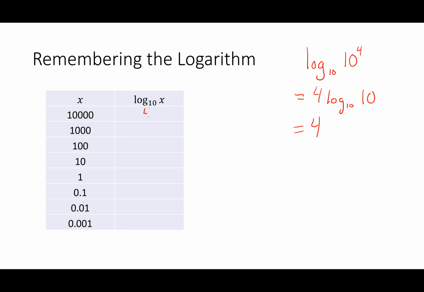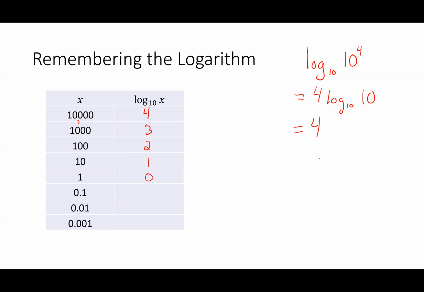So the log of 10 to the 4th is 4. If I took the log of 10 to the 3rd, what is that? The log of 10,000 is 4. The log of 10 to the 4th is 4. Let's keep going. If I did it for 1,000, what do I get? 3. What do I get for 100? 2. And for 10, 1.